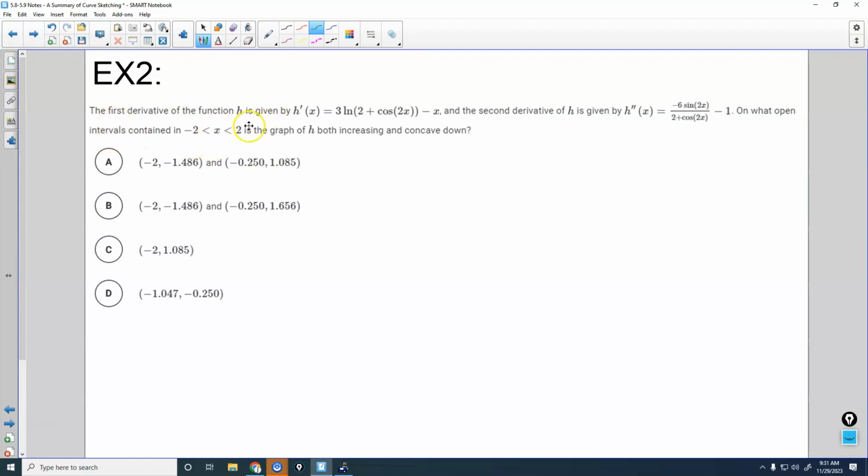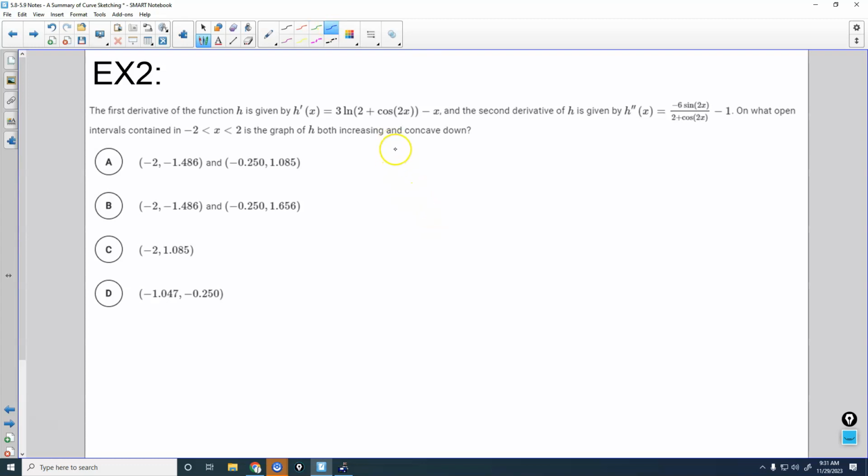So this one, sorry it is so small, and I know you can't read it on that page either. But it says the first derivative of the function h is given by h prime of x, and then it gives the second derivative there. On what open intervals in negative 2 to 2 is the graph of h both increasing and concave down?